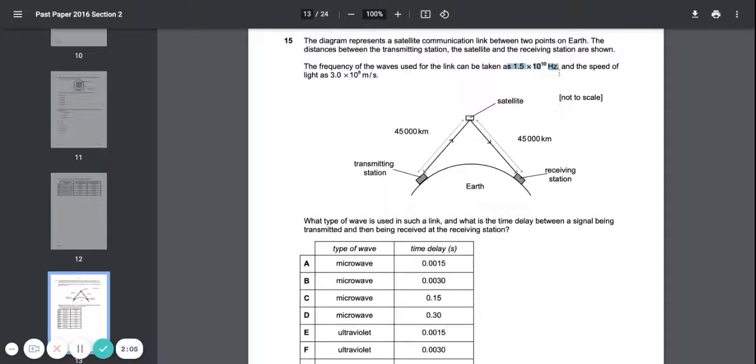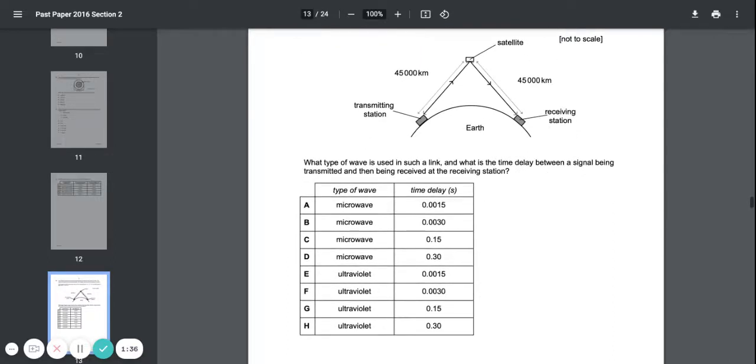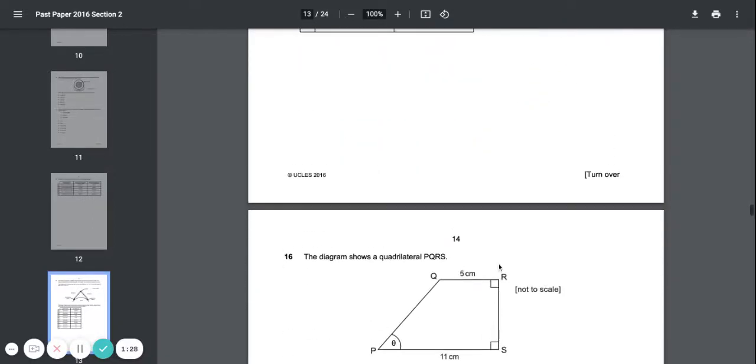So from the frequency and from the distance that this wave travels, it is obvious that it is a microwave. And to calculate the time delay, we must divide the total distance that it travels, that is 90,000 kilometers, or 9 times 10 to the power 7 meters, divided by 3 times 10 to the power 8 meters per second. That will give us the time delay, which is the time that it takes to travel from the transmitting station to the receiving station. So 9 times 10 to the power 7 divided by 3 times 10 to the power 8 will give us 0.3 seconds. So the correct answer is option D, which gives microwave and 0.3 seconds.